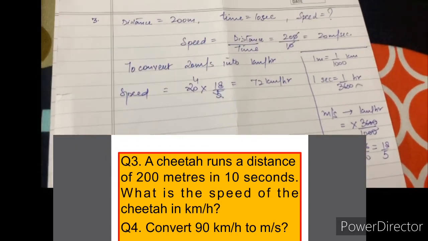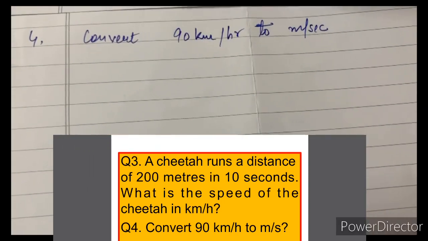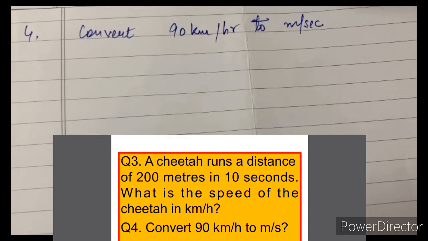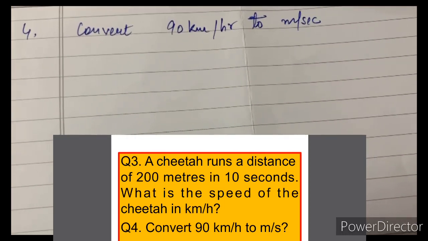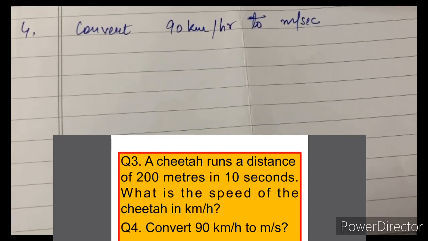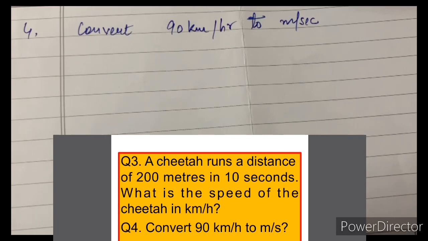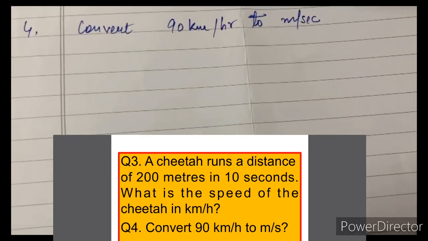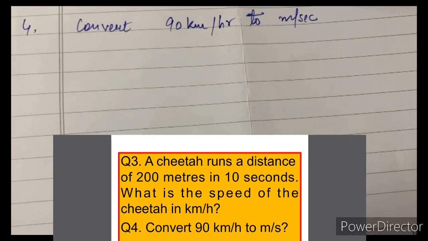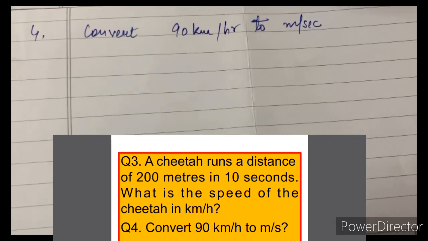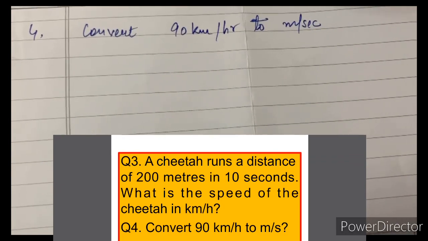Now the fourth question is, convert 90 kilometer per hour to meter per second. In the previous question, we converted 20 meter per second into kilometer per hour. But in this question, we have to convert 90 kilometer per hour to meter per second. It is just the opposite of the previous question.